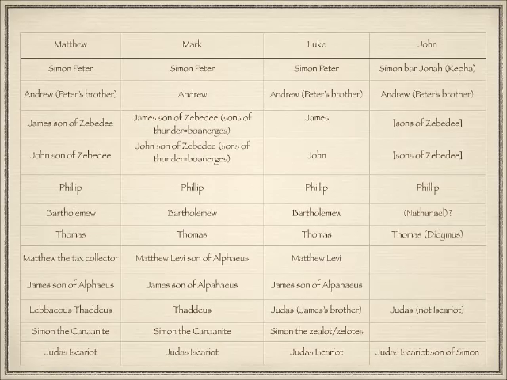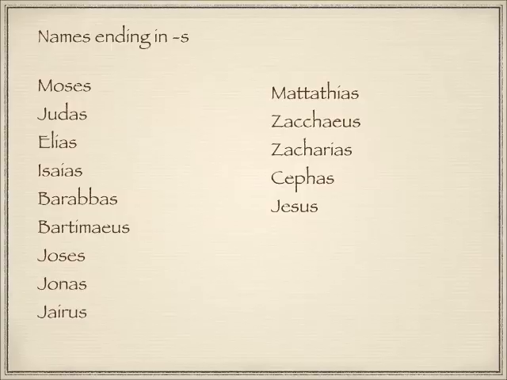In looking across the Gospels, we see that the lists are similar, overlapping, but not all exactly the same. So we're going to look at all these names one by one and why they appear the way they do across the Gospels. Now, there are a few things that happen in transliteration, in other words, translating one language, or more specifically, one alphabet to another.